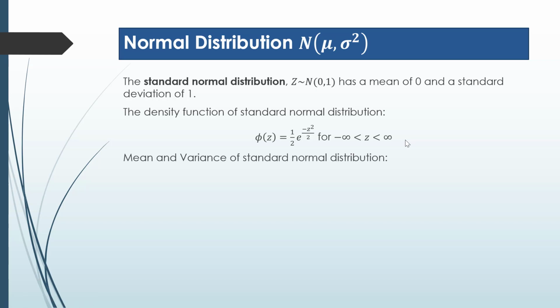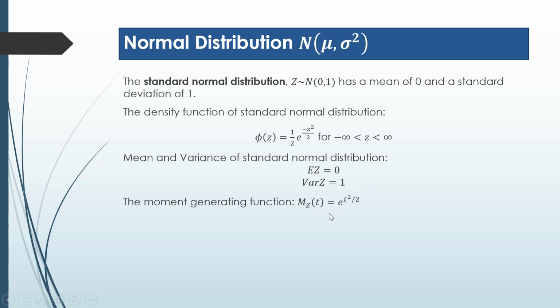In normal distribution, the mean and the variance of standard normal distribution: Z following normal(0, 1) has a mean of 0 and a standard deviation of 1. Remember, variance is just standard deviation squared. So for standard normal distribution, the variance is also 1, because 1 squared is just 1. The moment generating function, M_Z(t), is e to the t squared over 2.